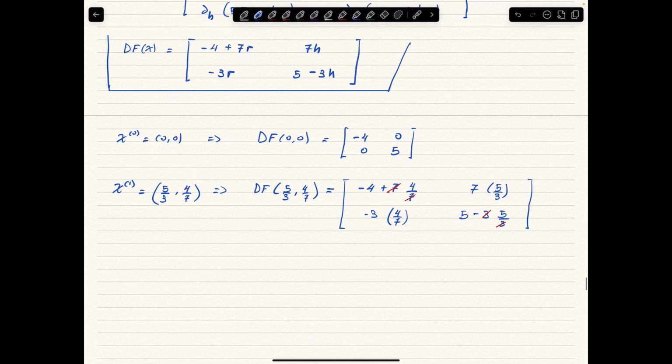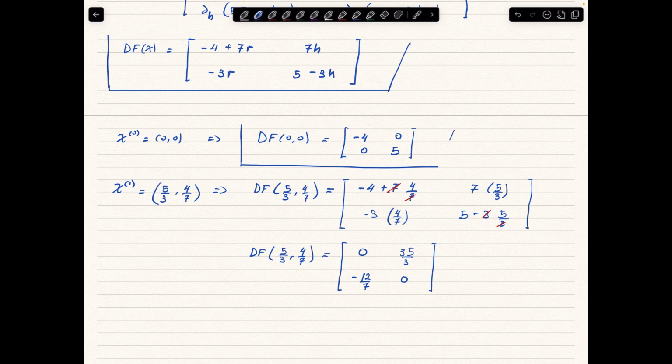And then the derivative matrix at this point, at 5/3, 4/7, is going to be 0, then we are going to have 35/3, and then we are going to have negative 12/7, and 0 again. Alright, these are our two derivative matrices. That's one, that's the other.